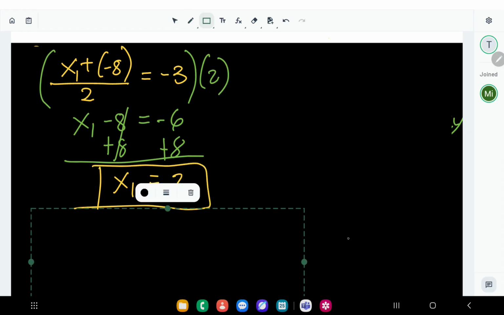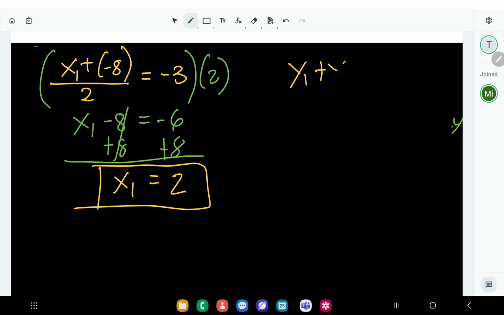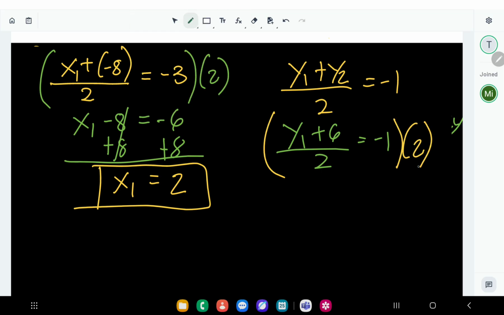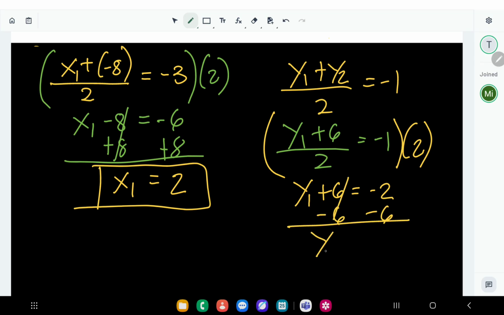Got that? And then the other one is y sub 1 plus y sub 2 over 2 equals negative 1, and y sub 2 is 6. So we plug in 6 here. So y sub 1 plus 6 over 2 equals negative 1. And then we multiply both sides by 2. Then we have y sub 1 plus 6 equals negative 2. Then we subtract 6 from both sides. So y sub 1 equals negative 8.